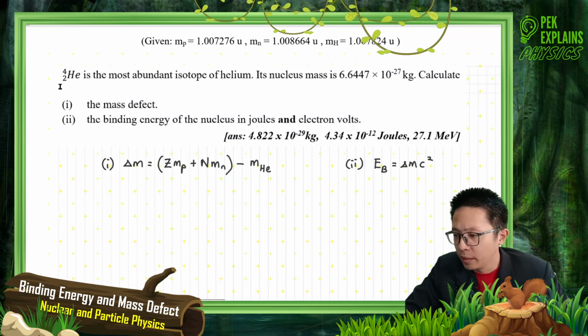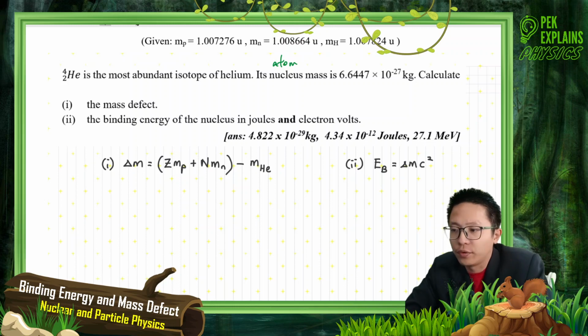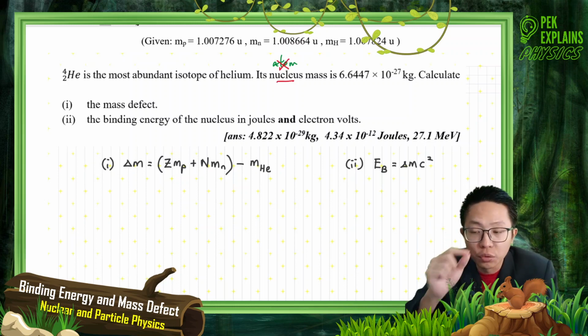Helium-4 is the most abundant isotope of helium. Its nucleus mass, you see, all this while we are just talking about only the nucleus. We don't look at the atom. One thing to re-emphasize for you is we don't look at the atom. We just take the nucleus mass, the mass of the nucleus only.